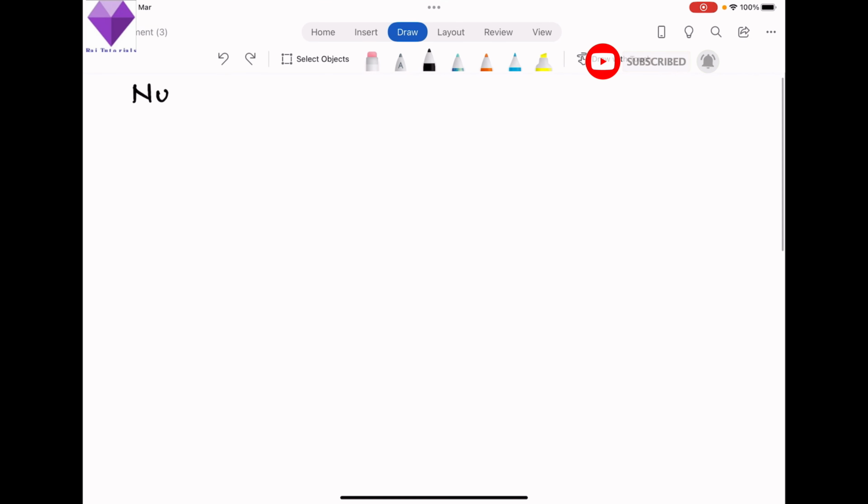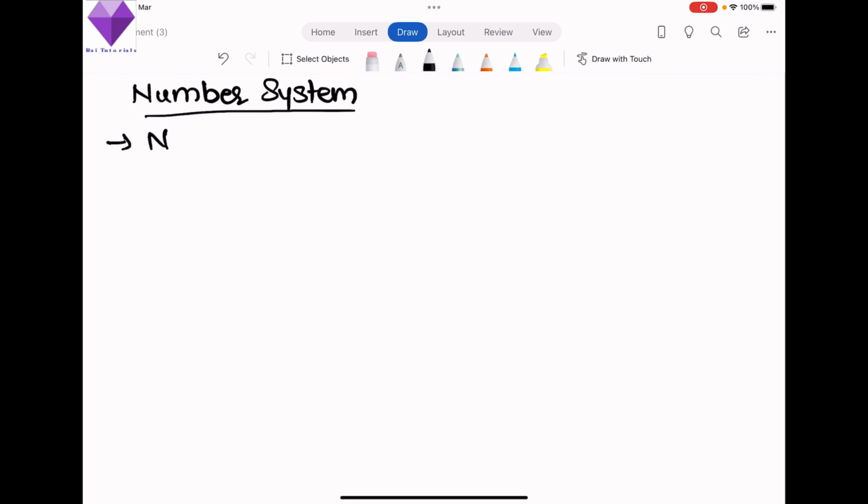Let's start with the new chapter, that is number system. That is the first chapter, and the introduction of that is that there are many types of numbers which we have already learned. The first one is natural numbers, which include the numbers 1, 2, 3 to infinity. That is all the positive numbers.